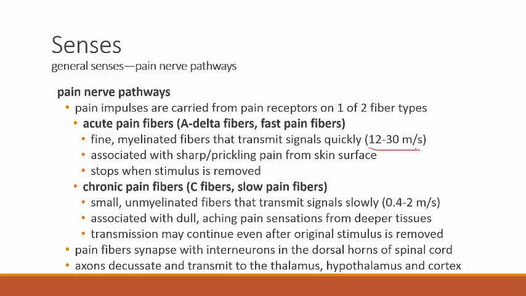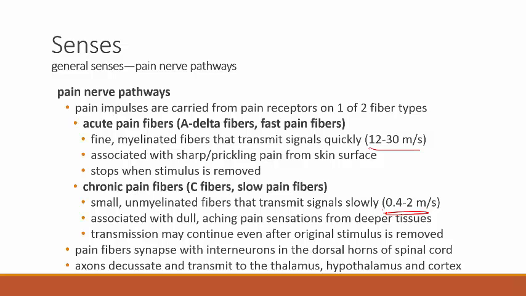On the other hand, pain that is carried on chronic pain fibers, the C fibers, these are smaller, unmyelinated fibers, and so because they don't have myelin, they transmit signals more slowly, somewhere between 0.4 and 2 meters per second. These are the pain fibers that are associated with dull, aching pain that's coming from deeper tissues. And these pain fibers will continue to send pain impulses even after the original stimulus is removed. And this is why pain, that dull aching pain especially, sticks with you.